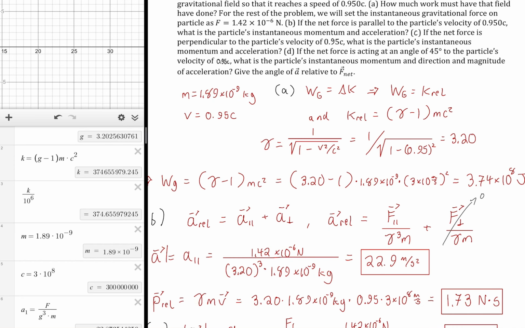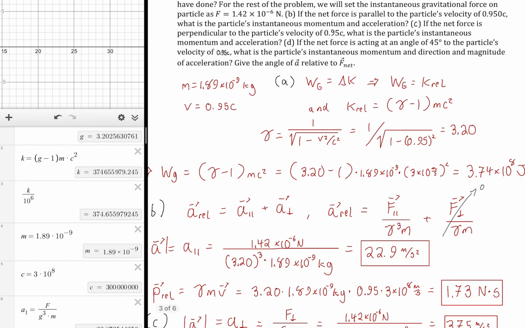if the net force is acting at an angle of 45 degrees to the particle's velocity, what is the particle's instantaneous momentum, and the direction and magnitude of acceleration? All right, and then give the angle of A relative to F net.